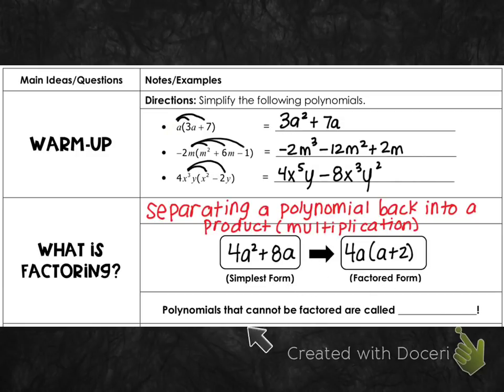So polynomials that cannot be factored are called prime. So if you cannot take anything out of either one of the numbers, for example, if you had something like 3a plus 10, this would be prime because we can't take anything out of 3 and 10, nothing in common, and they both don't have an a. So this would be prime.